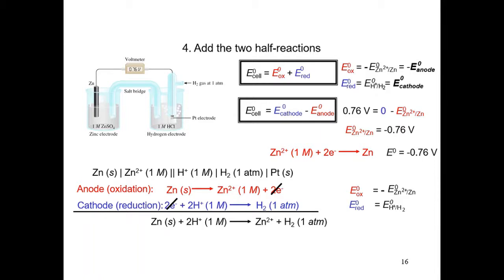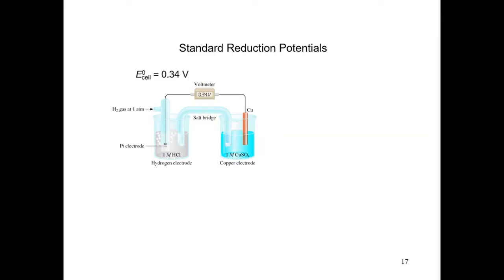Okay, let's repeat the experiment now. Let's build another cell. Let's say we're going to build one now with copper. Now it's interesting, when you build the cell with copper, the hydrogen electrode ends up becoming the anode, and the copper electrode ends up becoming the cathode. And when we build it, we read a potential of 0.34 volts.